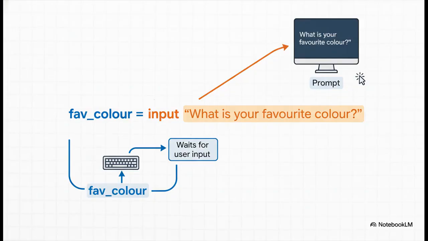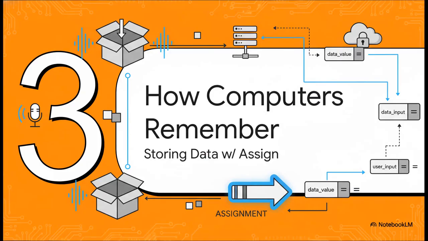The bit inside the quotes, "What is your favorite color?" That's the prompt. It's the message the user sees on the screen. The computer then just waits. It waits for you to type something. But then what? Where does your answer actually go? And that question leads us perfectly to the next step, remembering.